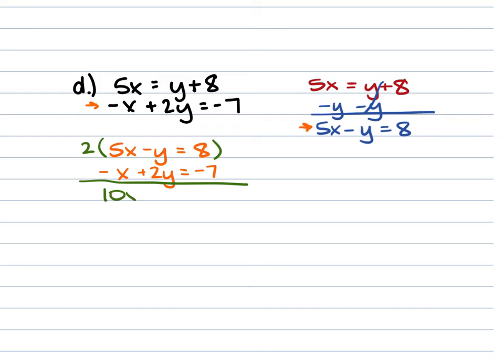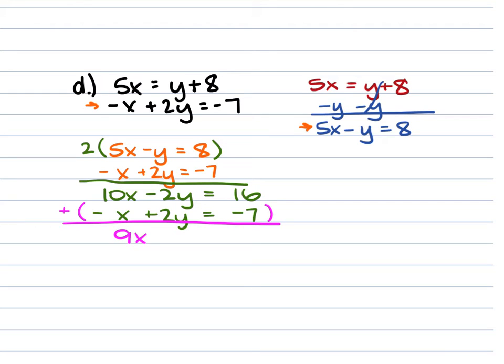This is going to give us 10x minus 2y is equal to 16, as well as negative x plus 2y is equal to negative 7. From here, I add my terms. So 10x minus x gives us 9x, negative 2y plus 2y cancels out, and 16 minus 7 gives us 9. So from here, we're just going to divide each side by that 9 to get x by itself, and x will equal 1.